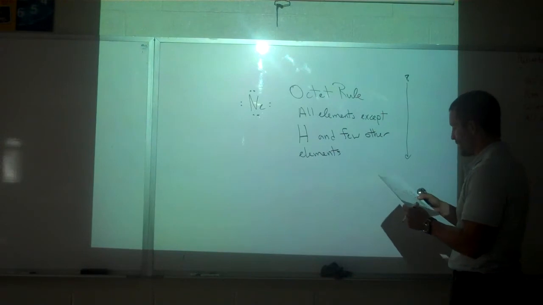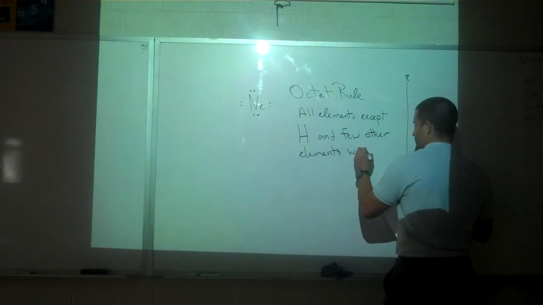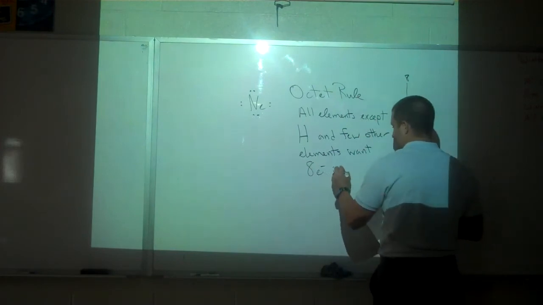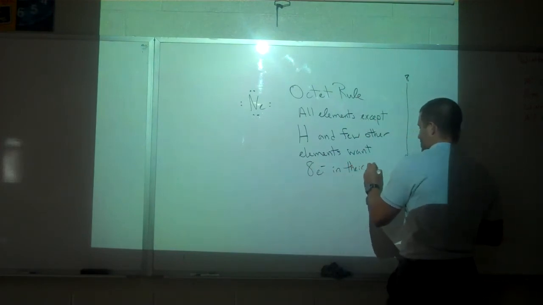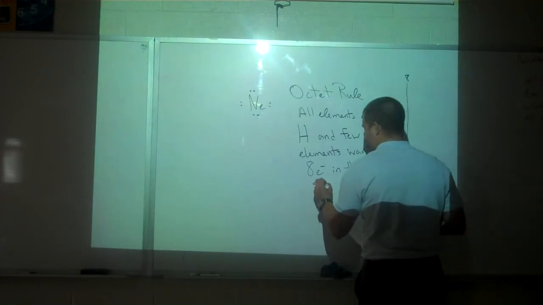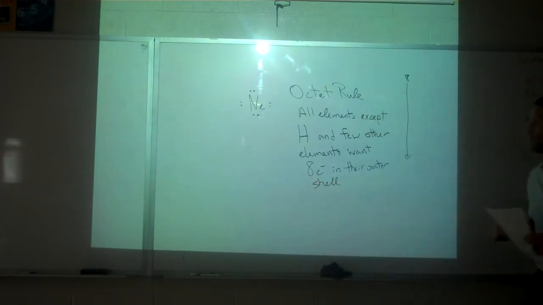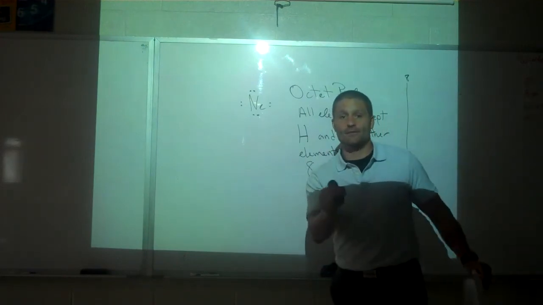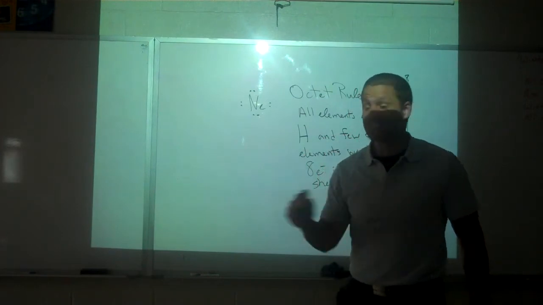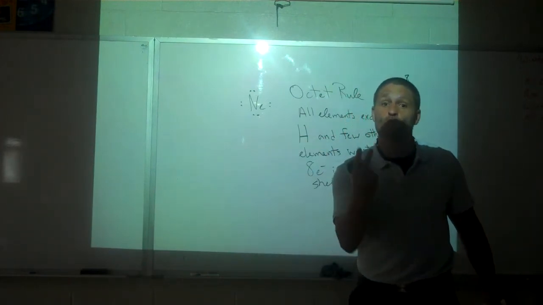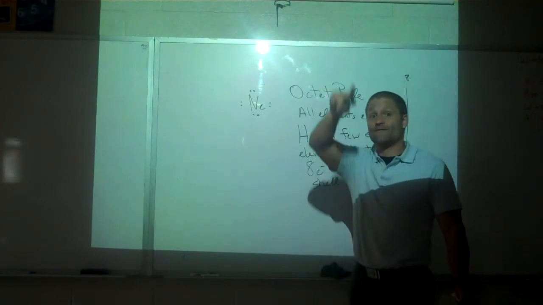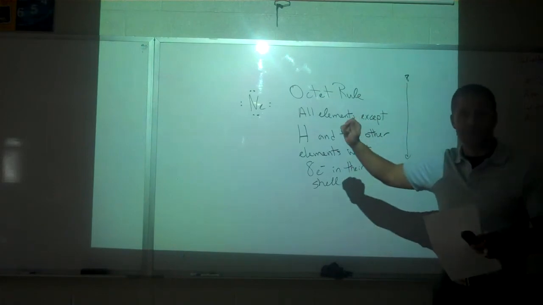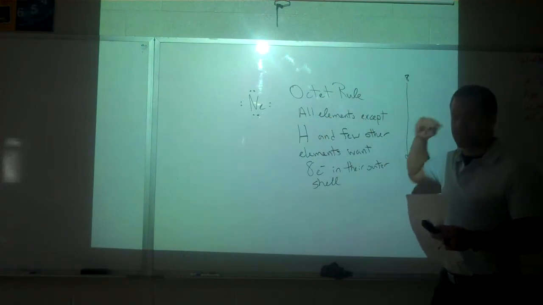All elements except hydrogen and a few other elements want 8 electrons in their outer shell. So for our purposes, every single element is going to want to have 8 electrons except for hydrogen, because hydrogen is weird. It only needs one more electron, because that first ring only can take 2. This is an important rule to know, the octet rule. Nobility, octet, 8 electrons, stable, noble.